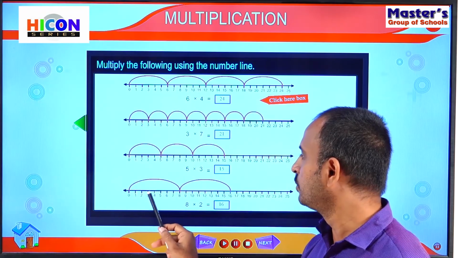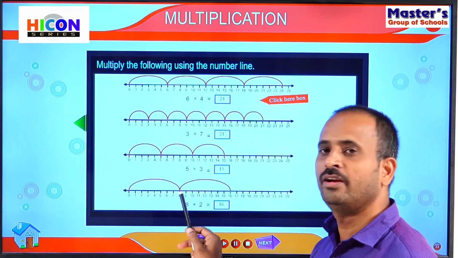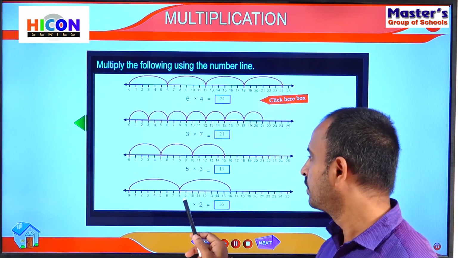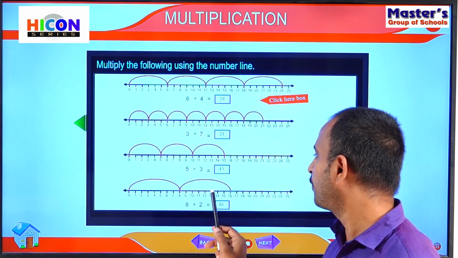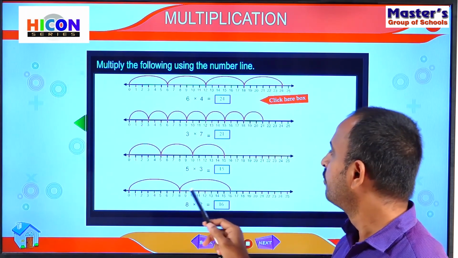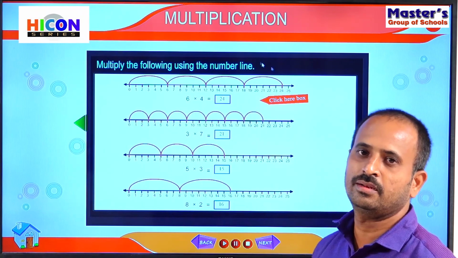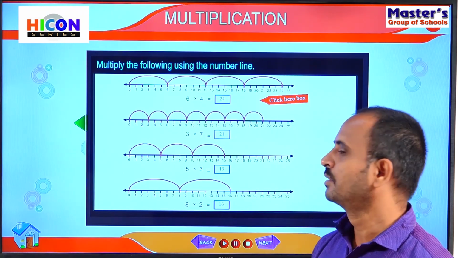That is 1, 2, 3, 4, 5, 6, 7, 8. This is step 1. Again count 8 steps for the second step. So 1, 2, 3, 4, 5, 6, 7, 8. So this is the second step. In this way, we have to move steps while doing multiplication on the number line. So note down these problems in your notebook.